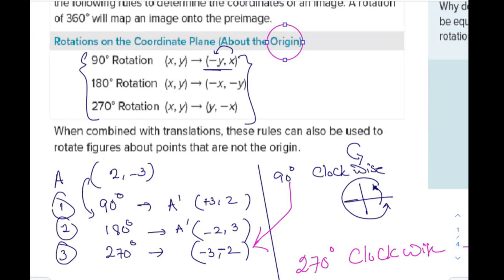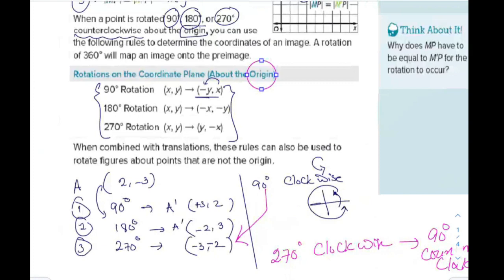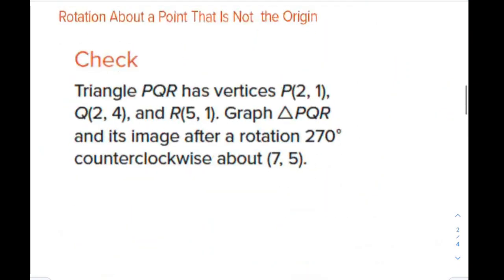So in this lesson, you will find sometimes points that should be rotated about a point, not the origin. So what will we do? We will drag the points to the origin, then take them back to the original location. Let's see here. Rotation about a point that is not the origin.